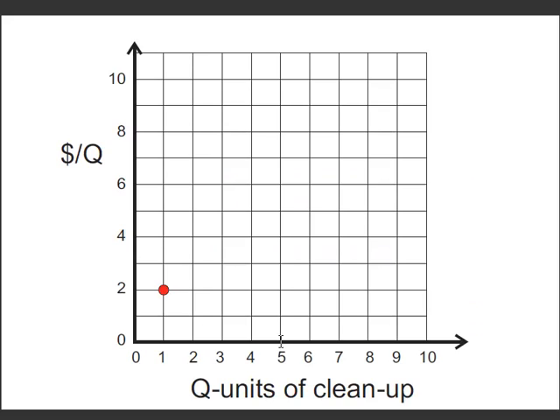So let's go back to our example of the quantity of cleanup, and we'll say that the government is going to have to pay some costs, maybe labor costs, maybe shutting down industries, in order to get that environmental cleanup, and we're going to assume that the first unit of that cleanup costs $2.